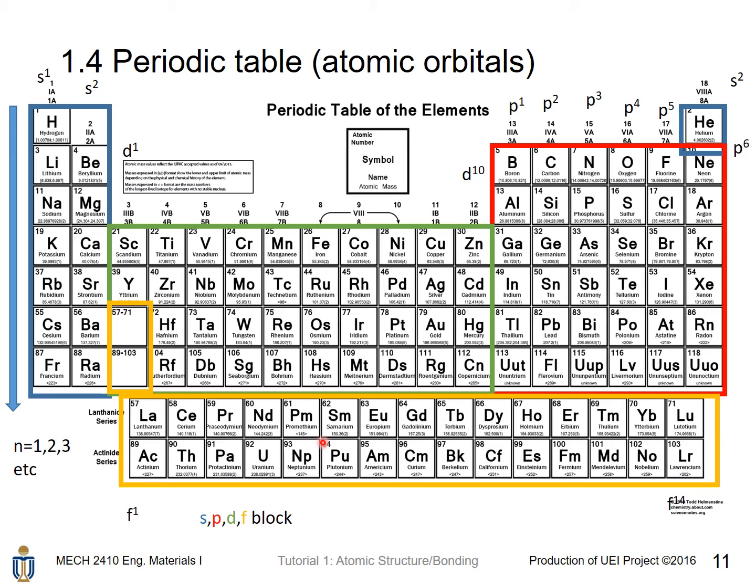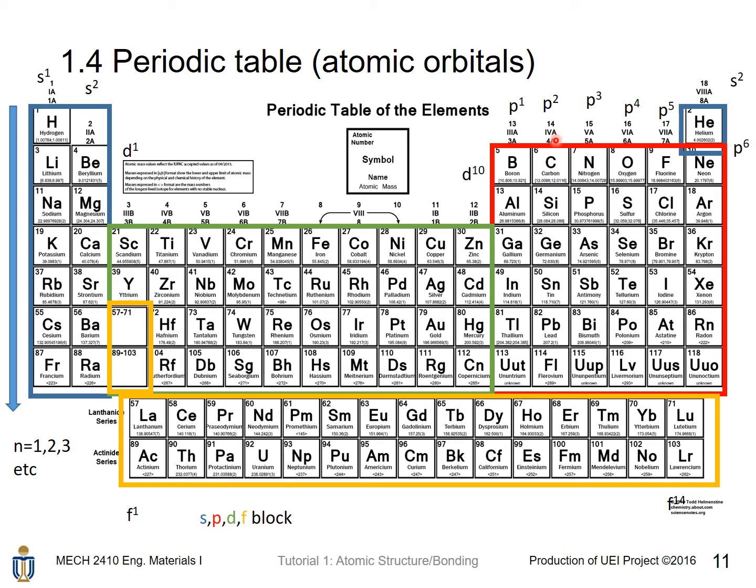Therefore, using the block configurations or block ideas, we can very easily find the electron configurations for all these atoms or elements. For example, hydrogen. Hydrogen is in s1. That means hydrogen has only one electron, and it must be in 1s1. For helium, it must be 1s2 because there are only two electrons.